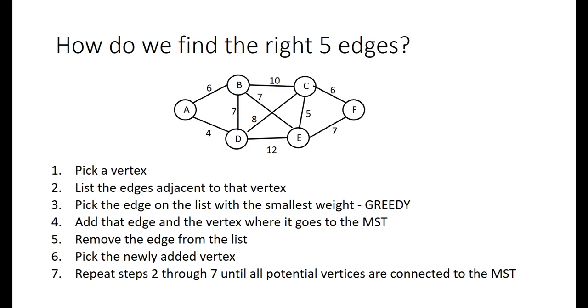We're going to consistently pick the smallest edge weight, over and over again from our list, and the end result will be an optimal one. We're going to add that edge and the vertex where it goes to our minimal spanning tree. We'll take the edge off the list. We don't want to be stuck where we tried adding it over and over again. And then we pick the newly added vertex that came along with the edge. And we repeat steps 2 to 7 until all the potential vertices are connected to the minimal spanning tree.